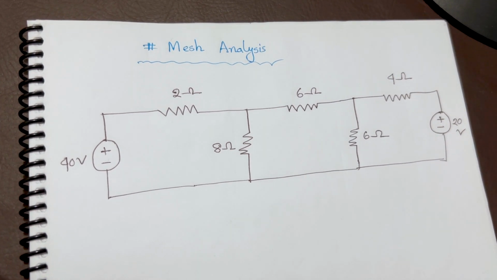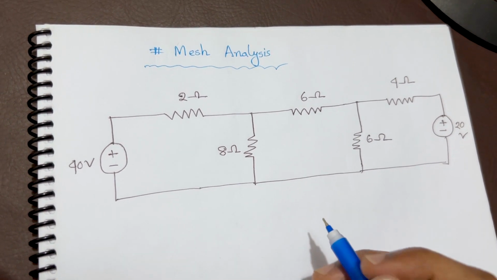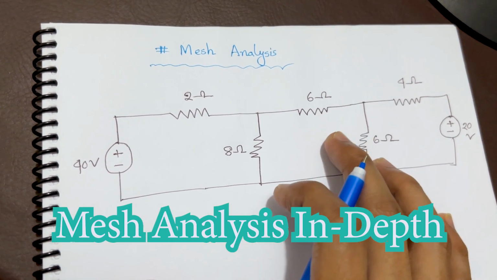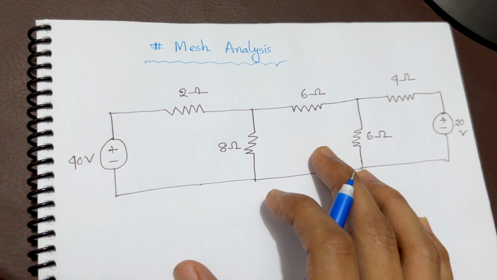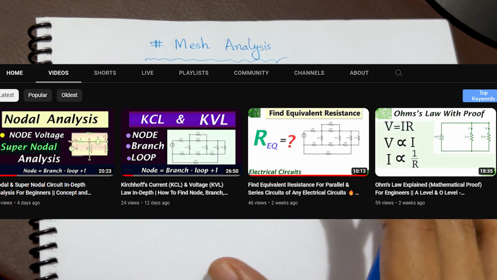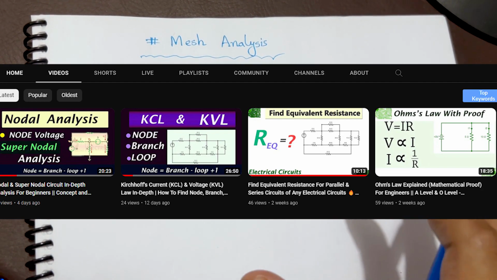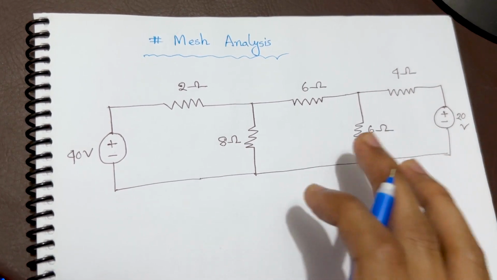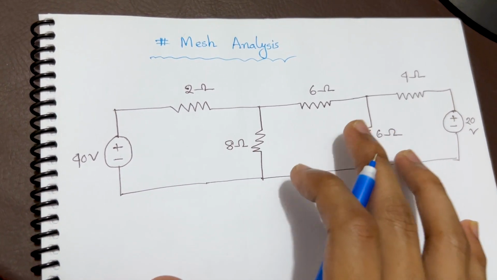So in this video I'm going to talk about the most important circuit analysis technique, which is mesh analysis. I highly suggest you watch this video if you are a beginner. Watch my previous video where I talked about KCL, KVL, and Ohm's law, V equals IR, and how you prove it, and the current divider rule and voltage divider rule. Those are really important before understanding mesh analysis.